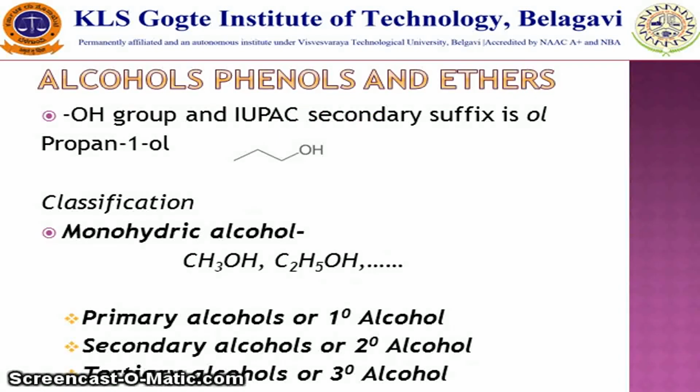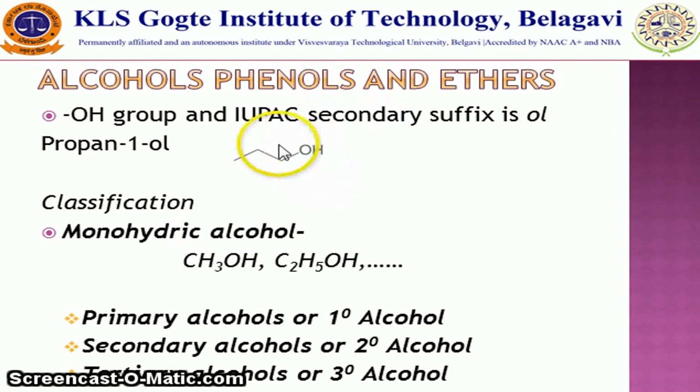In this, we are going to focus mainly on alcohols, phenols, and ethers. We know that alcohols contain the OH group. The molecules containing OH groups are known as alcohols, and the IUPAC suffix is -ol, that is propan-1-ol, methanol, ethanol, those things. You can see the structure here.